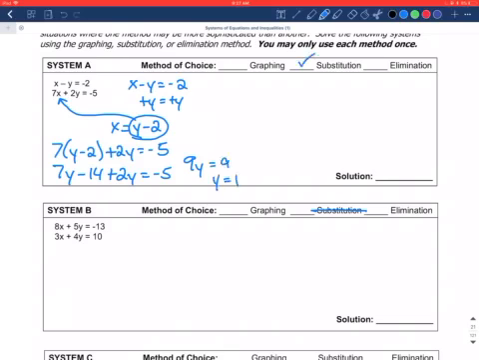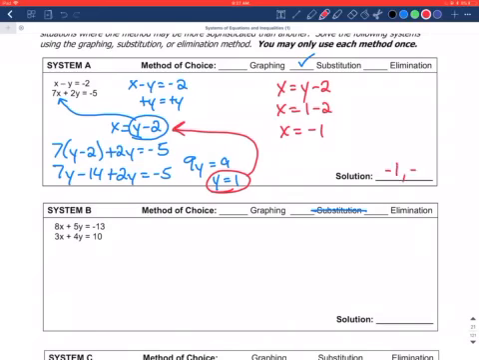So we did choose to do substitution here. Y equals 1, so we take that and plug it back in to our original equation that we solved for x. So that will be x equals y minus 2. We plug in 1, and that will give us a negative 1. So our final answer for our solution is negative 1, positive 1.